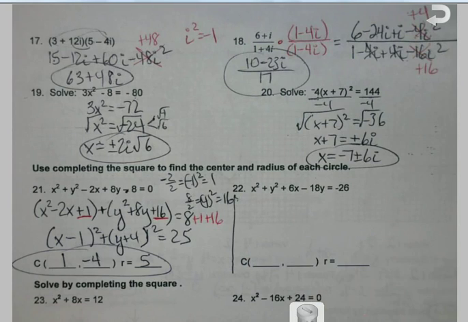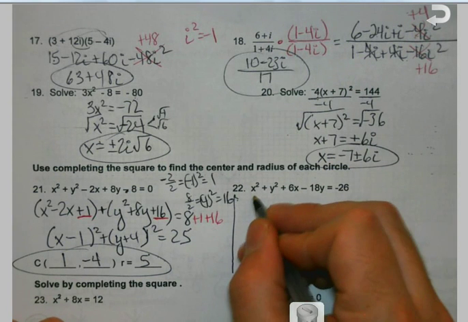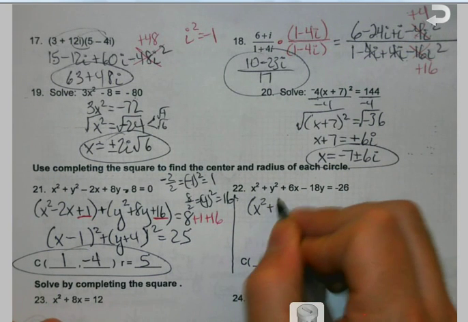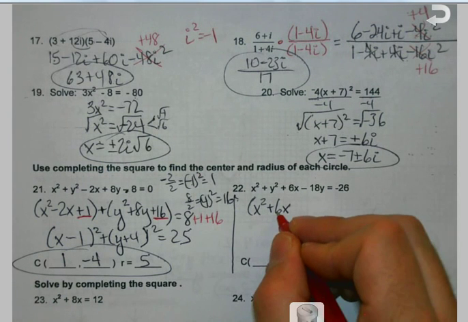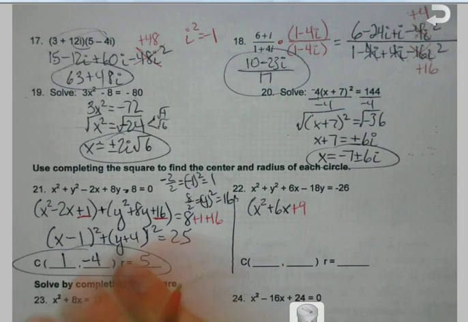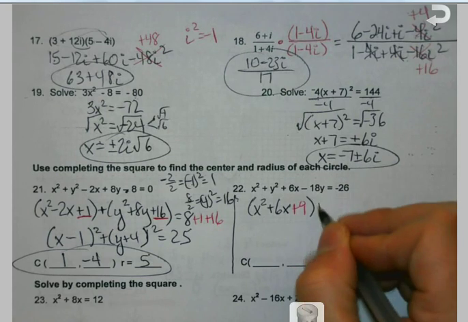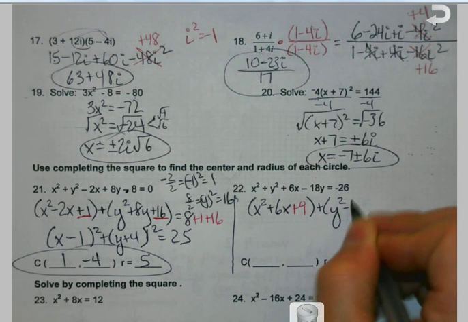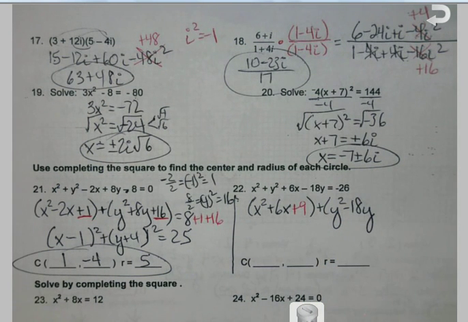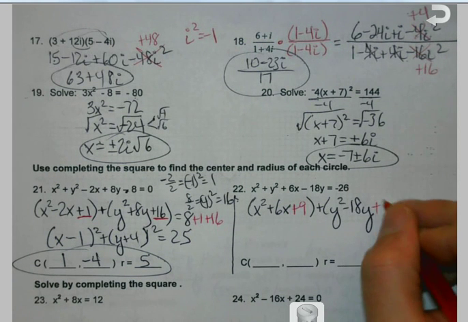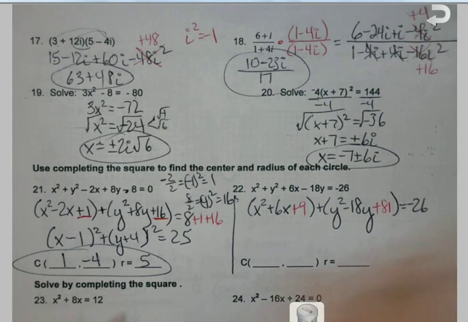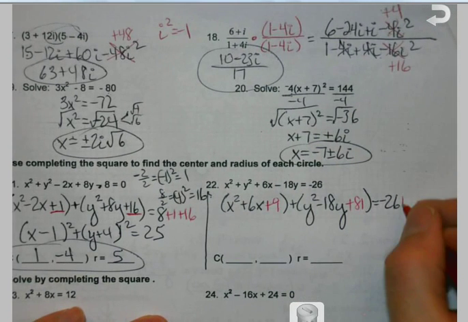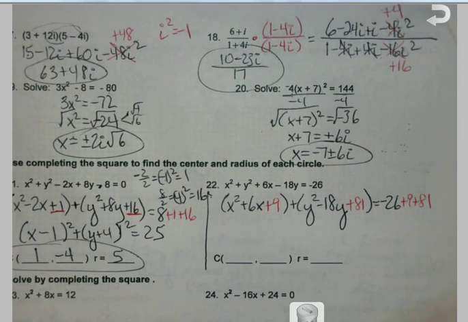And the same exact thing's going on in 22. Again, take half of your b, which is 3, and square it, which is 9. For my y's here, half of negative 18 is negative 9. Square it would be 81. My negative 26 is already out of the way, so I'll just add the other 2.